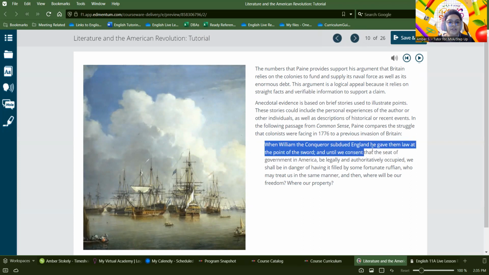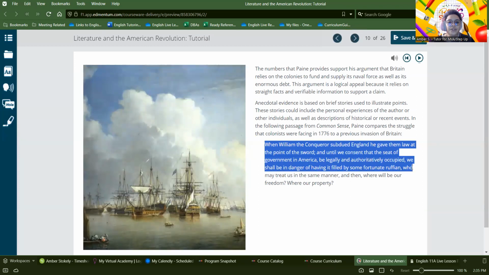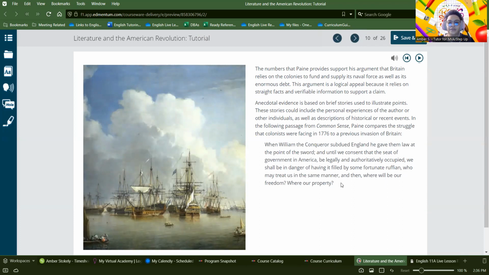It says he gave them law at the sword, and until we consent that seat of government in America be legally and authoritatively occupied, we shall be in danger of having it filled by some unfortunate ruffian who may treat us in the same manner. And then where will be our freedom? Where our property? He's basically saying that if we don't assert our independence, we're going to be subdued the same way that England was conquered. He's comparing it to that to say we don't want to be like England being conquered by William the Conqueror. He's pointing out that the cycle is basically for a land to just be dominated by a bigger power, and people can't do anything about it. He does not want that to happen to America, especially if they're going to be ruled the same way that King George is ruling Britain right now.